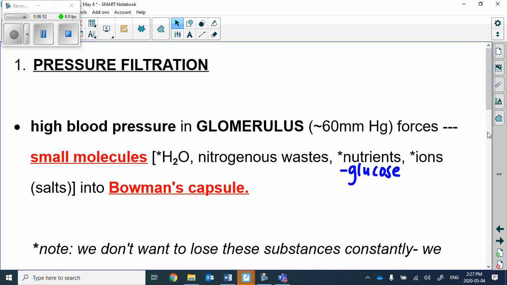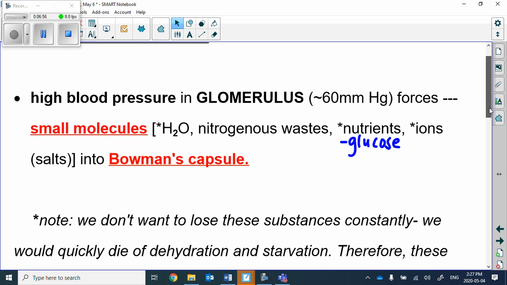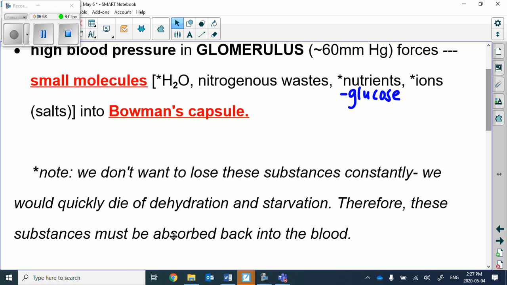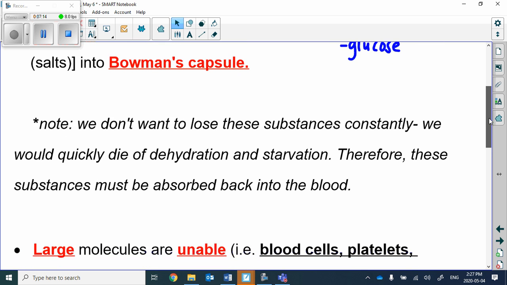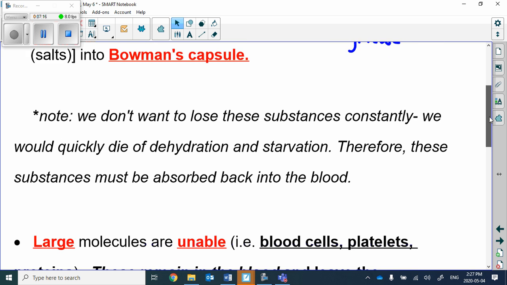So we don't want to lose all our water, all our glucose or nutrients, and even all our salts. We don't want to lose all of those constantly. So we would quickly die of dehydration and starvation if we filtered out all our water and our sugar. So those substances must be reabsorbed back into the blood. So once we get this pressure filtration and we filter all the things that are small enough, the next part we need to make sure that we reabsorb the things we want to keep. So that'll be in that selective reabsorption.